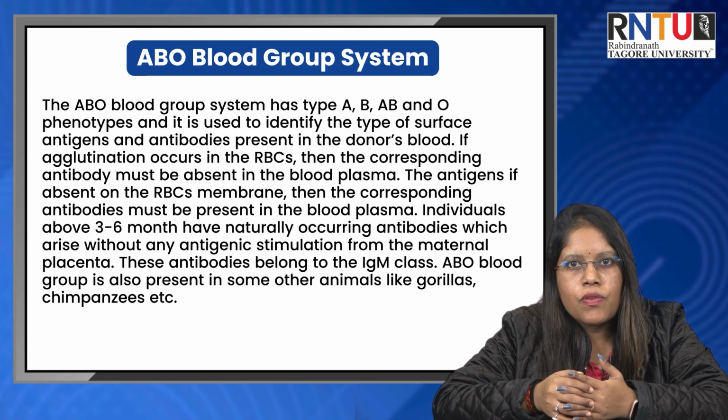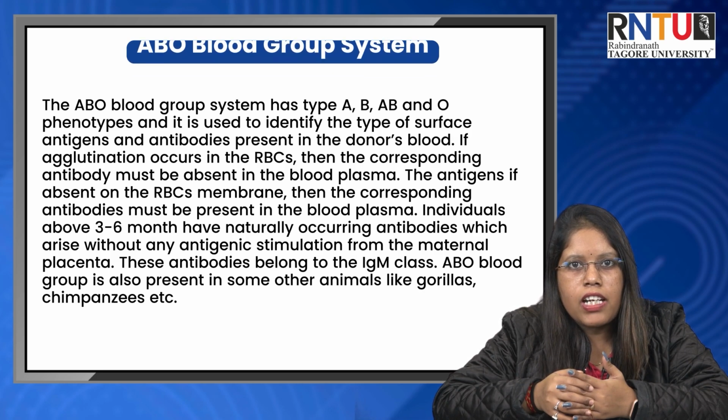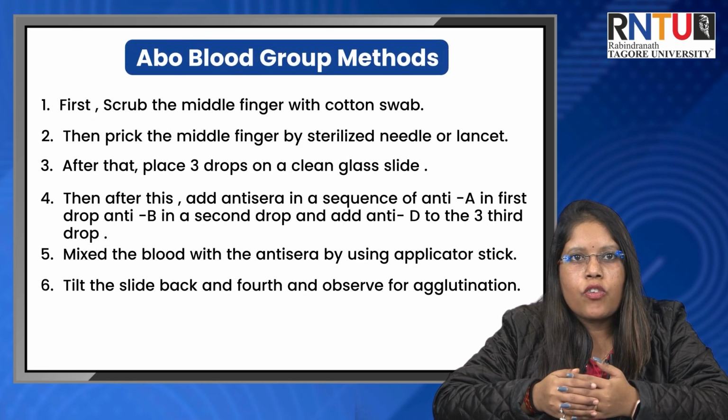Individuals above 3 to 6 months have naturally occurring antibodies, which are produced without antigen stimulating them. These are IgM antibodies in the ABO blood group system. Sometimes they have the corresponding antibody in the plasma. ABO blood group method.